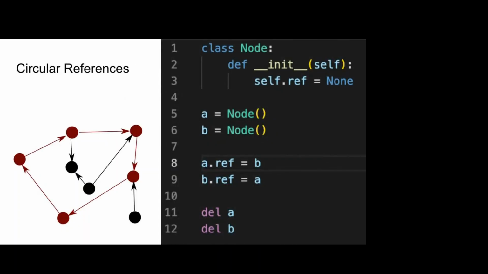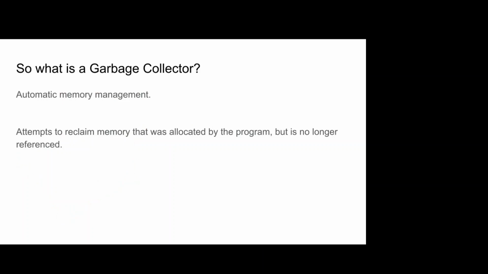However, Python has a garbage collector, which will solve this. So what is a garbage collector? Well, a garbage collector is used for automatic memory management. Basically, it reclaims memory that is allocated to the program that is no longer used. Some languages that use this are Python, Java, Go, JavaScript, C#, and Ruby.